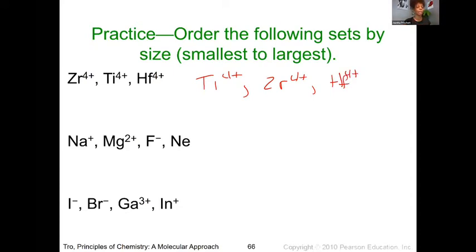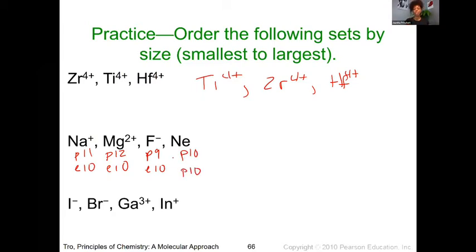For the sodium ion, magnesium ion, fluoride ion, and neon, you want to quickly check whether these are isoelectronic, and indeed they are. With sodium, we have 11 protons and only 10 electrons for the sodium ion. For magnesium, we would have 12 protons and 10 electrons. For fluorine, we would have 9 protons and 10 electrons. And for neon, we would have 10 and 10.